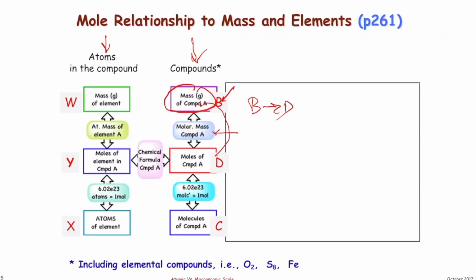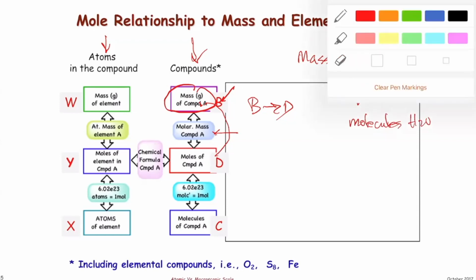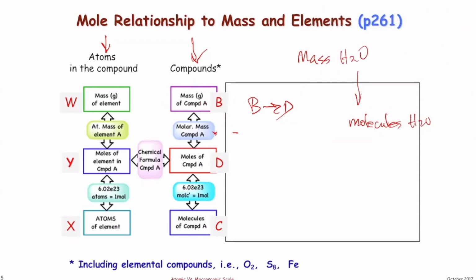Again, what I want you to see is how to use this chart to make stoichiometry super easy. Right now it's complicated because you're trying to understand what's going on, but it can be made super easy if you learn how to use this chart. If you have the mass of water and you want to know the number of molecules of water, then you start at B because that's the mass of a compound.